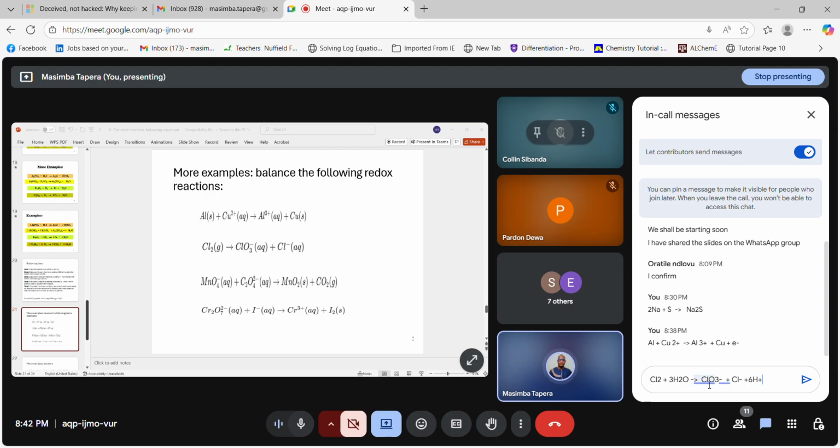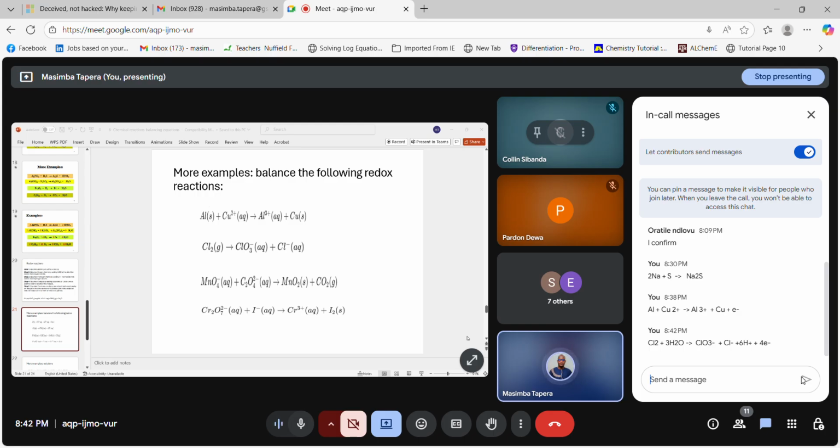So the charge on this side is positive 4, which means we have more positive charges on this side, so we will have to add electrons. How many of them? 4 electrons. If we add 4 electrons plus the positive 4, it becomes 0. Then the charge will be 0. And on this side, we also have a charge of 0. It means now our equation is balanced.